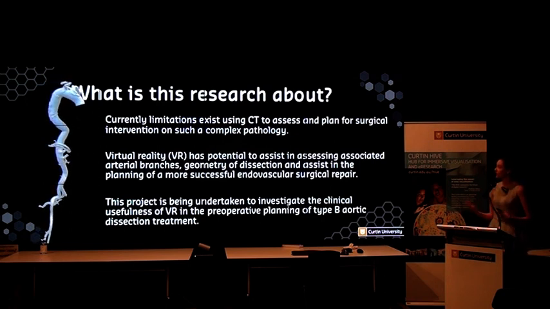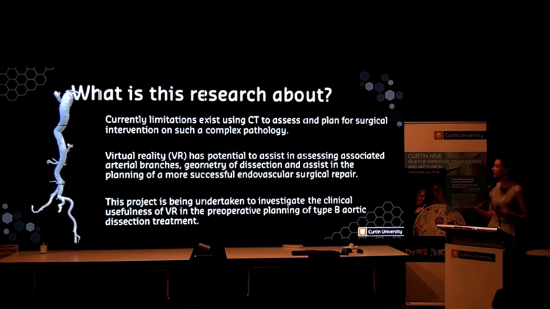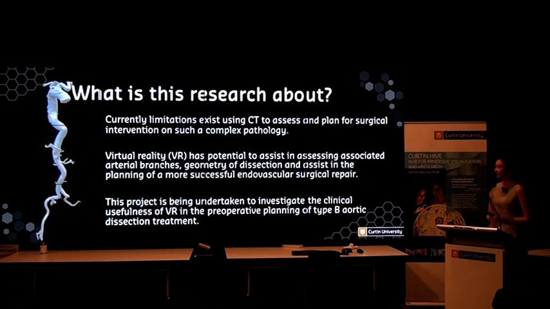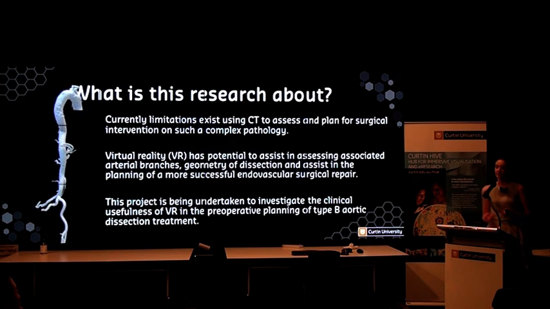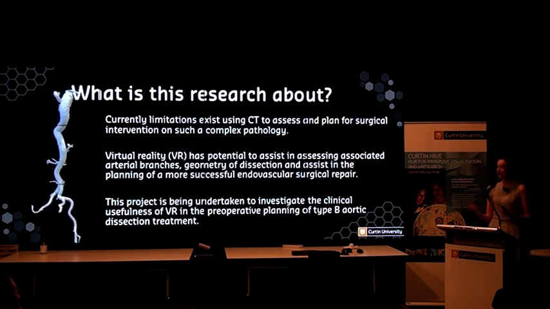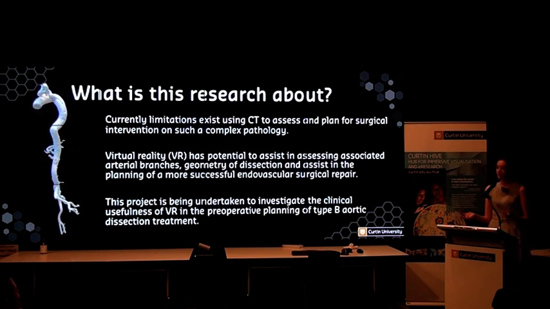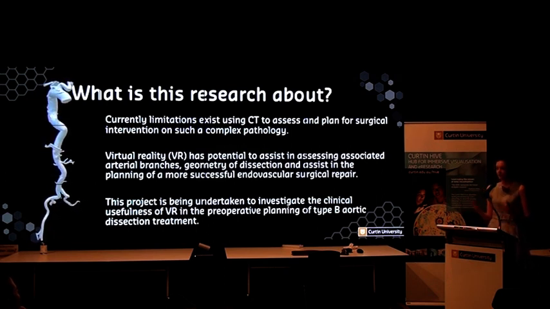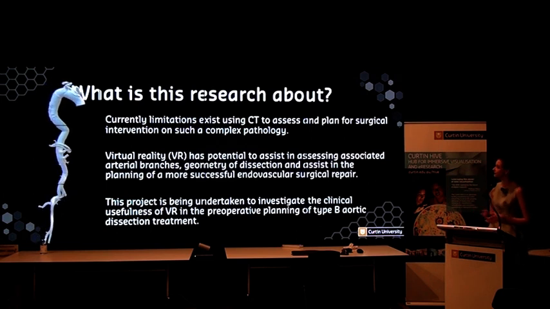This project demonstrated how virtual reality has the potential to assist in assessing associated arterial branches and the geometry of the dissection, and ultimately assist in planning for a more informed endovascular surgical repair. This project is being undertaken to investigate if that is clinically useful for this type of treatment. It is important to note also that type B aortic dissections are an area of controversy. The point at which they are determined as a surgical candidate or if they should be medically treated is controversial, whereas type A aortic dissections are more straightforward. Surgical intervention is what goes ahead.